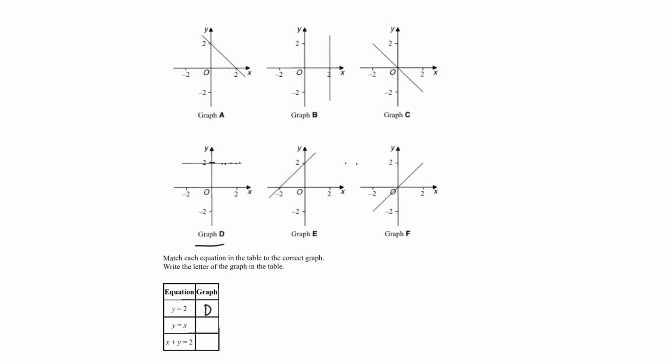And then y equals x means that whatever y is, x is at every point. So it's a positive gradient graph, so it would be F. As you can see here, when x is 2, y is 2.